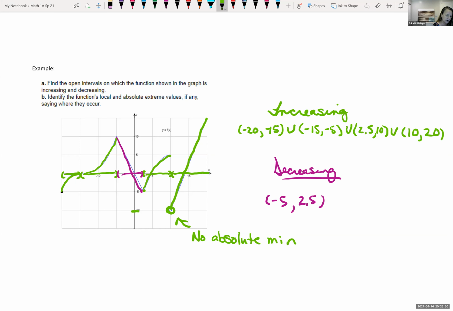For max though, notice that when x is 20, this is a closed circle here. And so we have an absolute max. That's the highest y value we hit, which is 15. So the absolute max is 15 at x equals 20.